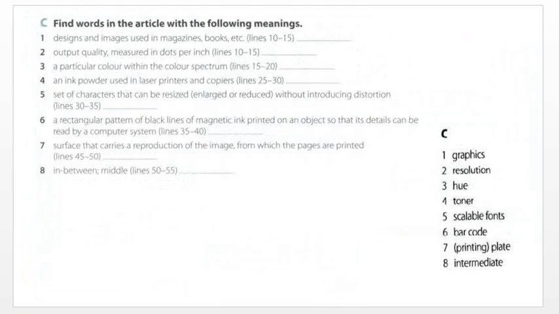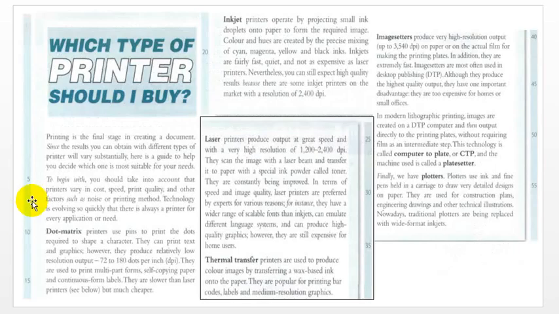Okay, here is the exercise for this text. Find words in the article with the following meaning. Design and images used in magazines, books, etc. Line number 10 up to 15. See, here is line number 5 and line number 10. We have line number 10 up to, this is graphic. The first one is graphic here.